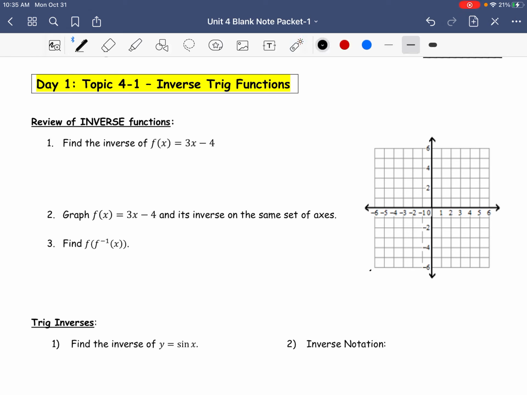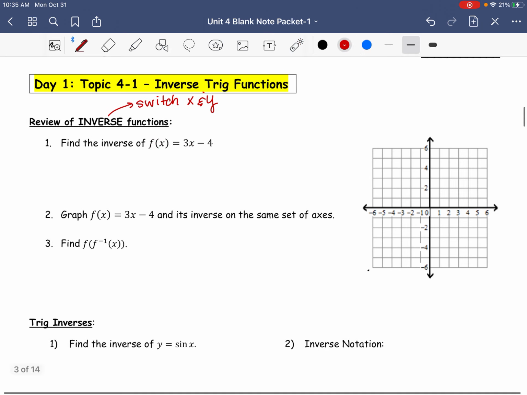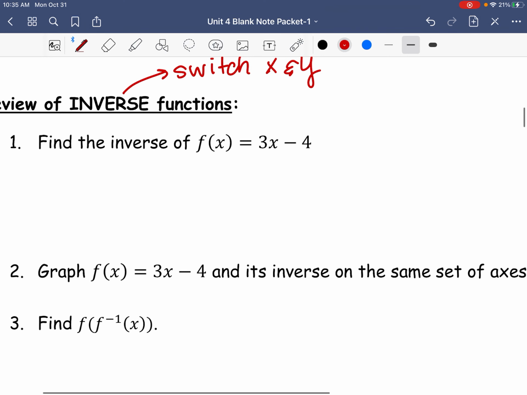Do you remember back in Algebra 2 when you were told to find the inverse? And what we did was we could switch x and y. So if I'm looking at this problem and I'm trying to find the inverse, this f of x I can think of as y equals 3x minus 4. So if I switch x and y, this is going to be x equals 3y minus 4. And then you're going to solve for y.